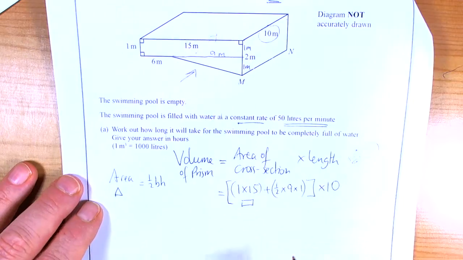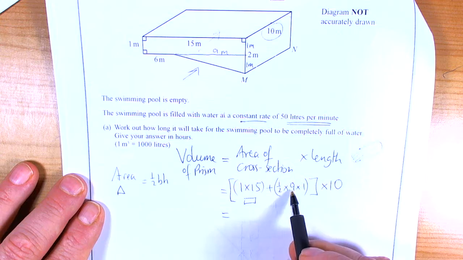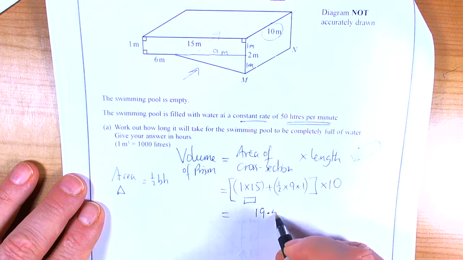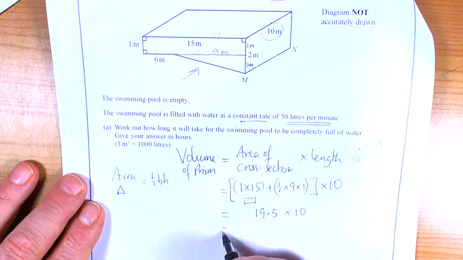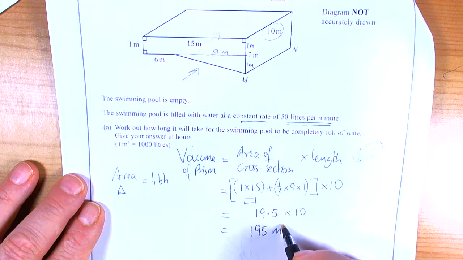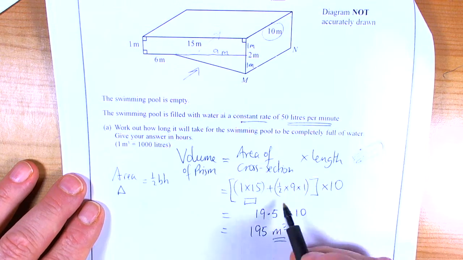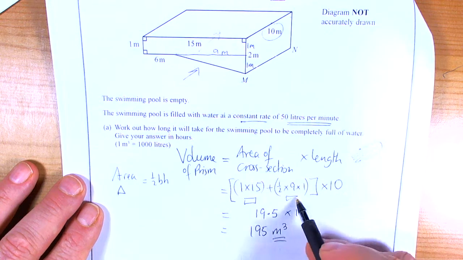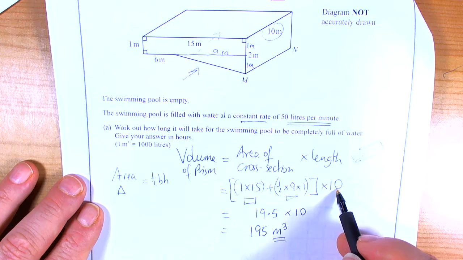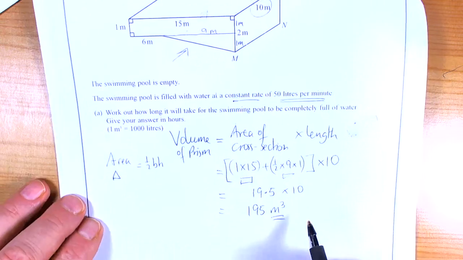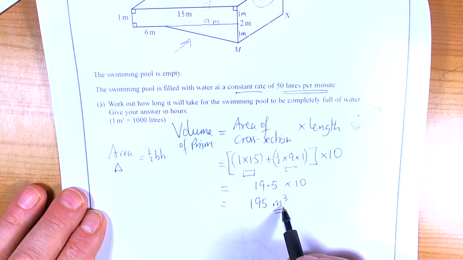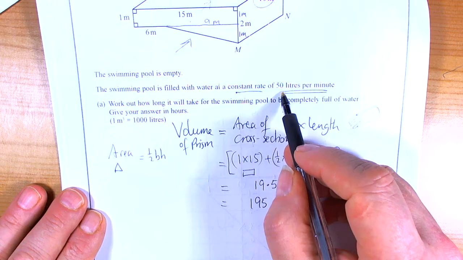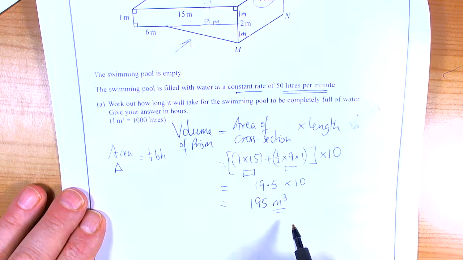So half of 9 is 4.5, and 15, so we're adding on 15, so that's 19.5 times 10. So 195 cubic meters. Really important, remember the units, because here we're doing an area which gave us squared units, and we're timesing it by another length, so we end up with cubed units. So we've worked out that the volume of the prism is 195 cubic meters, and it's telling us that the pool is filling up at 50 litres per minute.